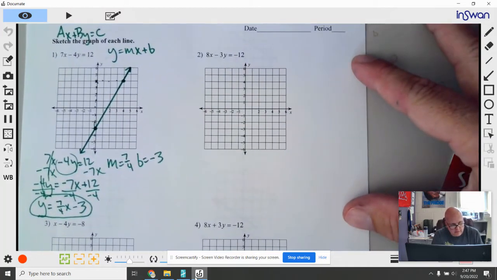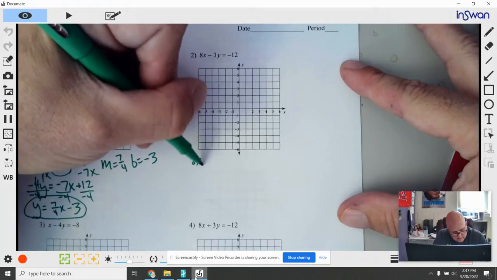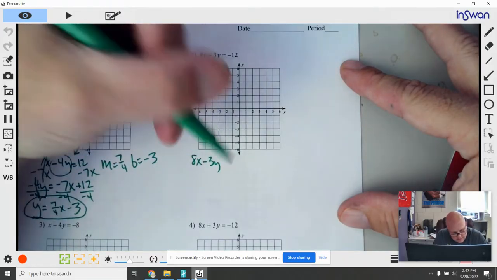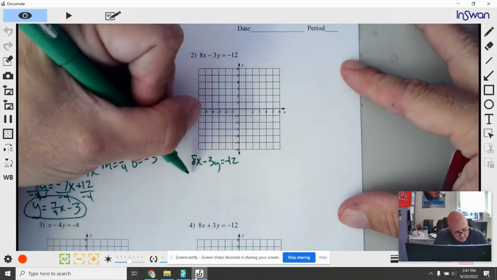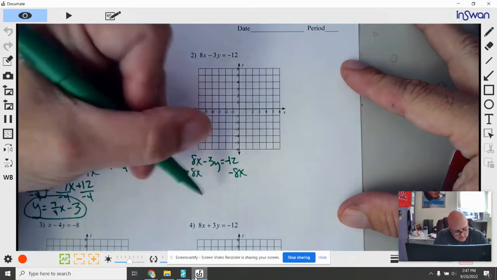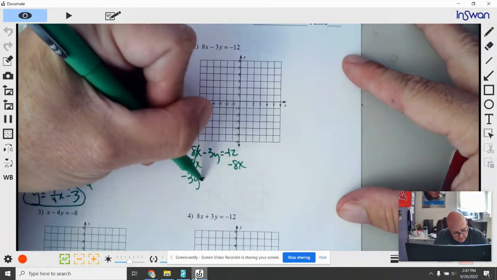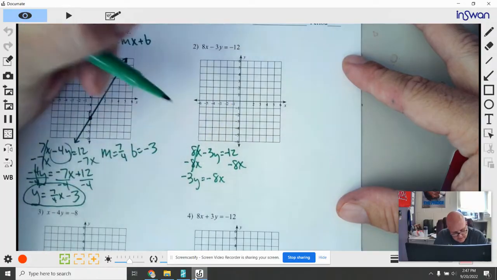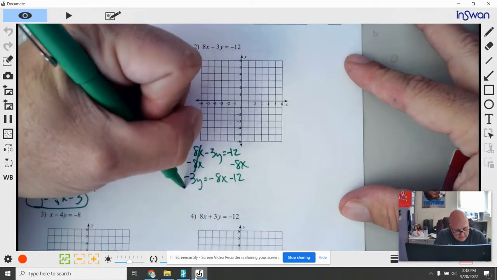Okay, number 2. Come down here. Rewrite it. 8x minus 3y equals negative 12. Okay, so I'm going to start by subtracting 8x. This cancels. We get negative 3y equals negative 8x minus 12. And then I'm going to divide everything by a negative 3.